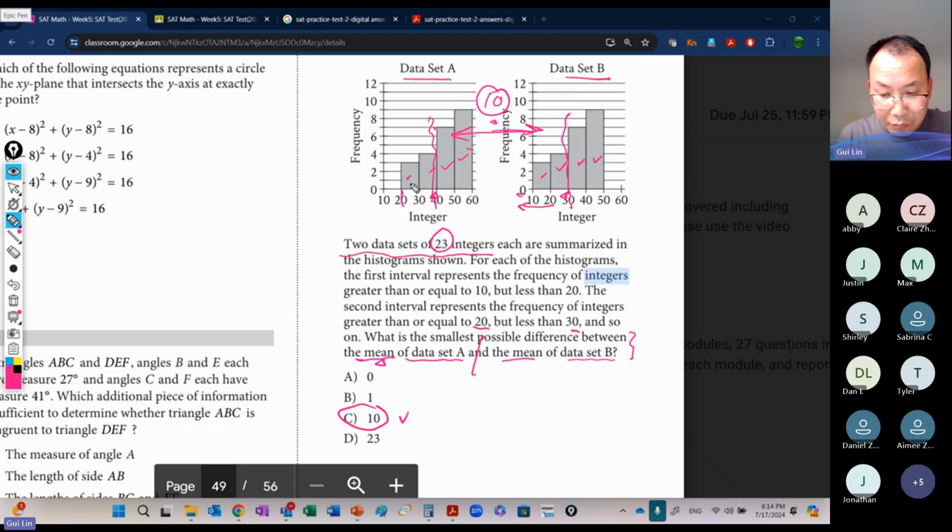Do the very basic part, something like, okay, here is 25 times 3, here is 35 times 4, here is 45 times 7, and here is 55 times 9. So you can do 25 times 3 plus 35 times 4 plus 45 times 7 plus 55 times 9.